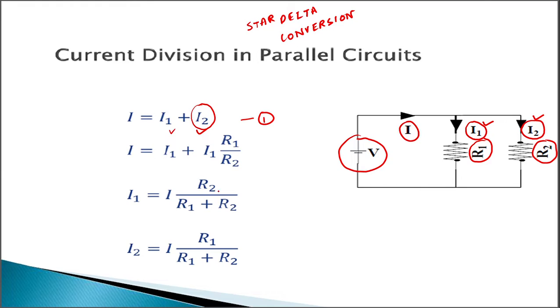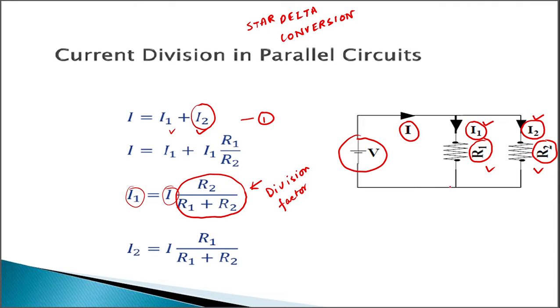Now, in the next step, we are taking this I1 as common, and we are making a relationship of I1 and I, the supply current. So this relationship is necessary, and this is the multiplying factor, or the division factor, by which we can decide how current will be divided in these two resistances.